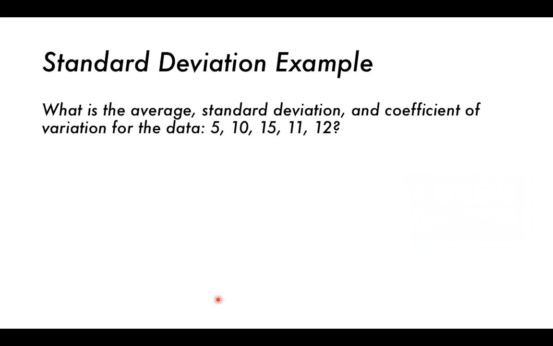Here is an example of how we would go about calculating the standard deviation for a data set such as this. We're asked, what is the average, standard deviation and coefficient of variation for the data 5, 10, 15, 11, and 12? First we calculate the mean, which is just the sum of all of the values in our data set: 5 plus 10 plus 15 plus 11 plus 12, divided by the total number of observations, which in this case is 5. It then works out to be about 10.6.